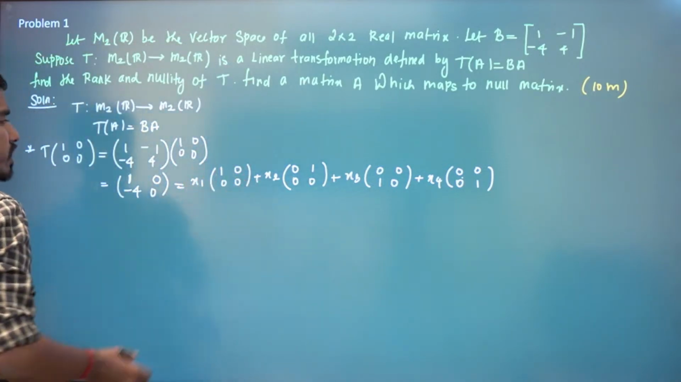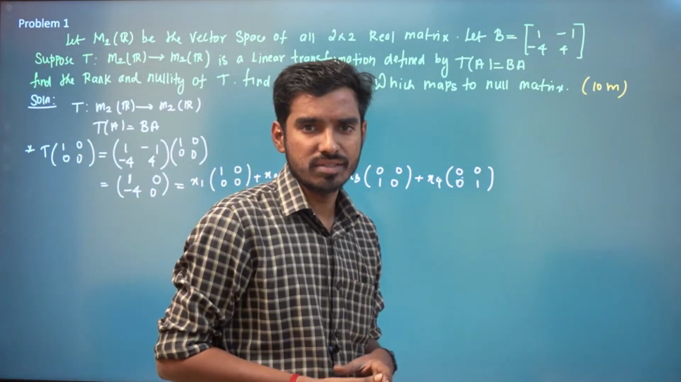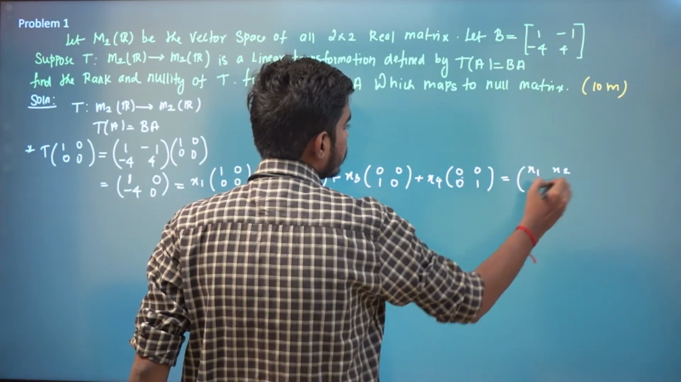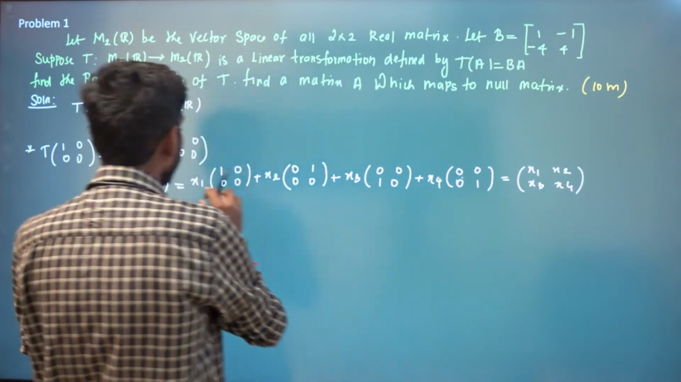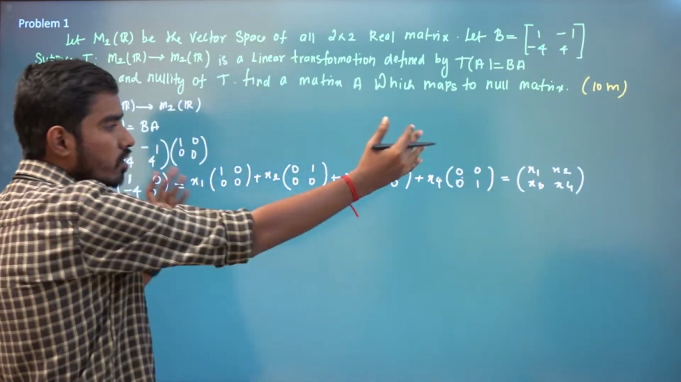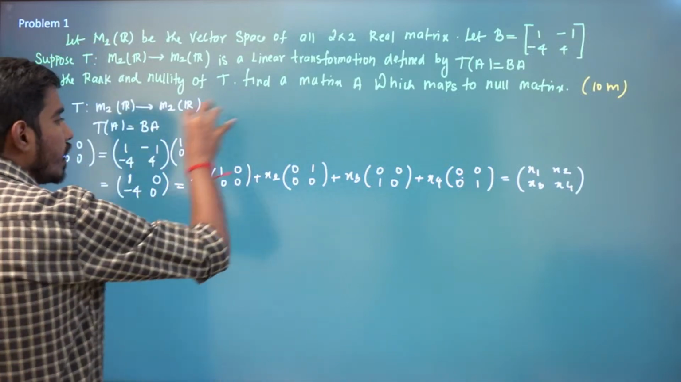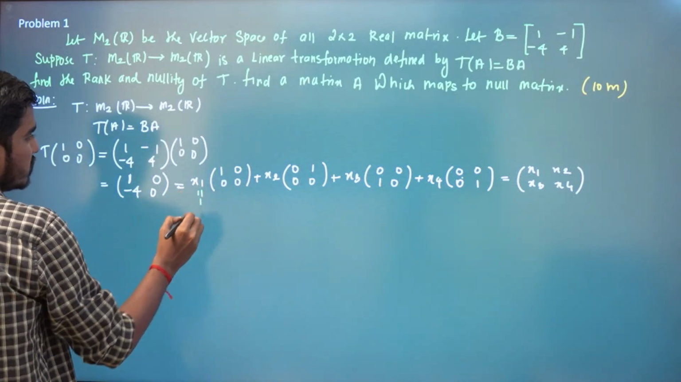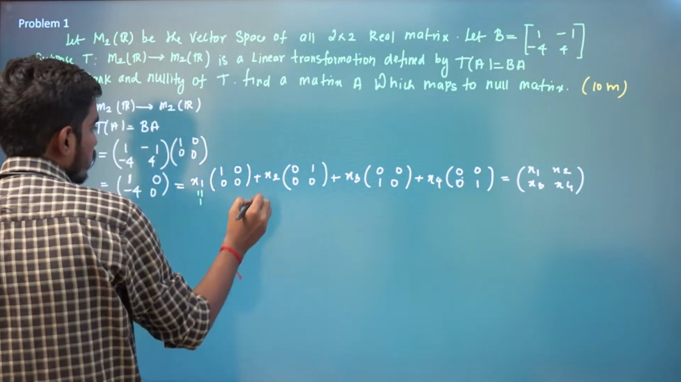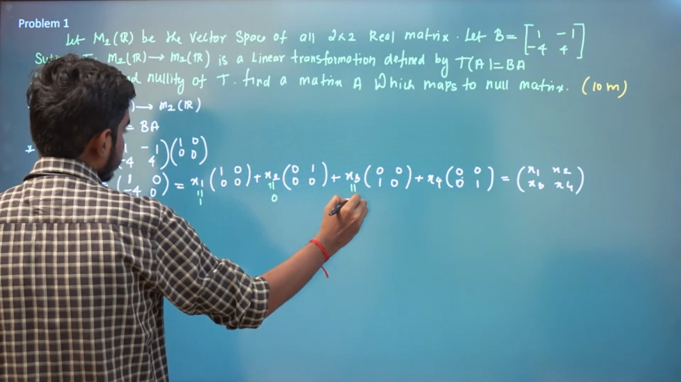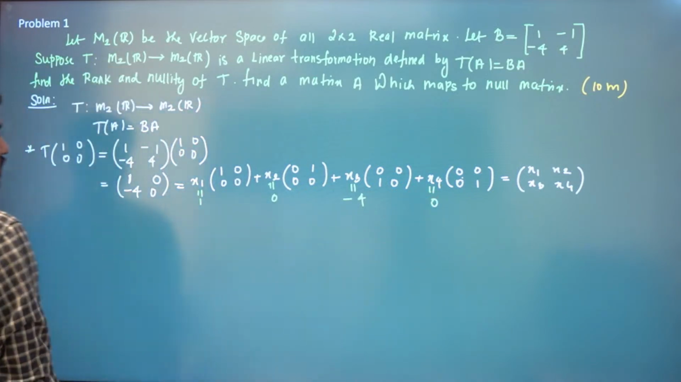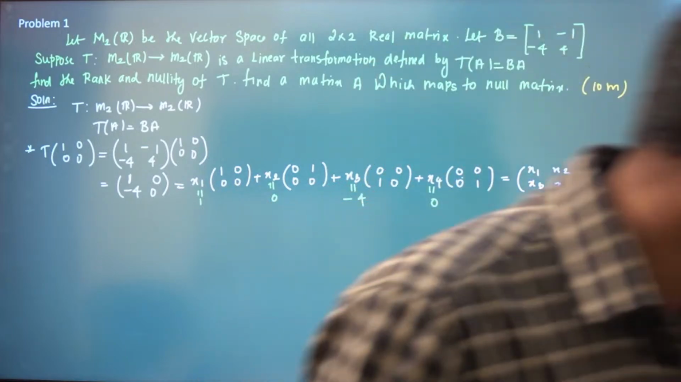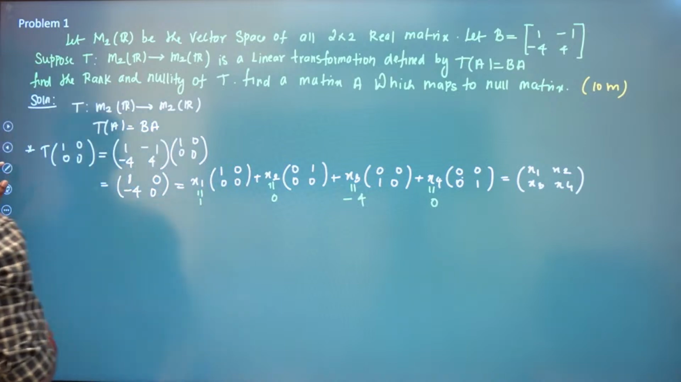It is very easy to solve for x1, x2, x3, x4 if your basis is the standard basis, because when you add these four matrices, you will have the matrix x1 x2 x3 x4. So these two matrices are equal, and you just have to equate them. So x1 is 1, x2 is 0, x3 is minus 4 and x4 is 0. So we have found the first column in our matrix associated with the linear transformation. That column is 1, 0, minus 4, 0.